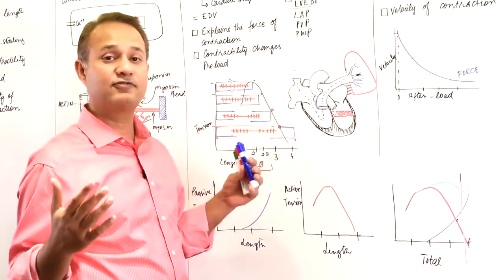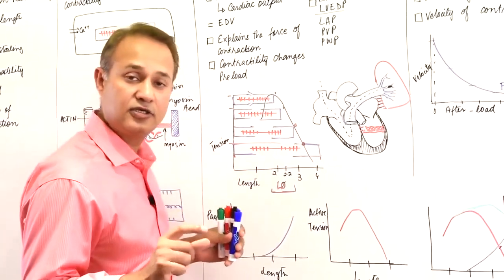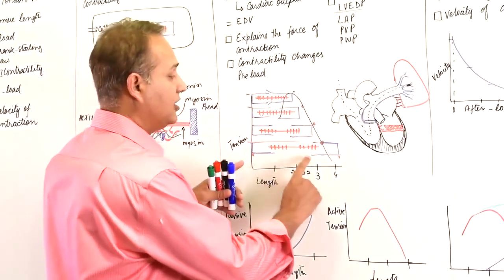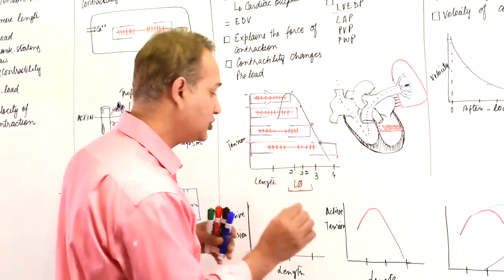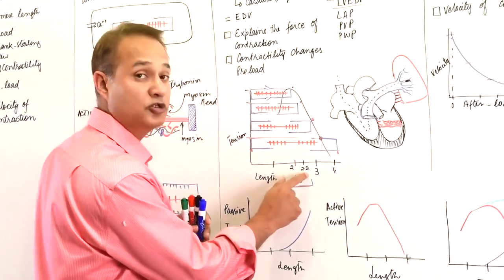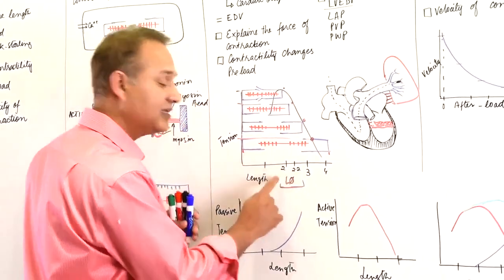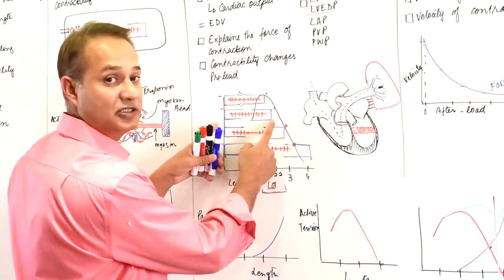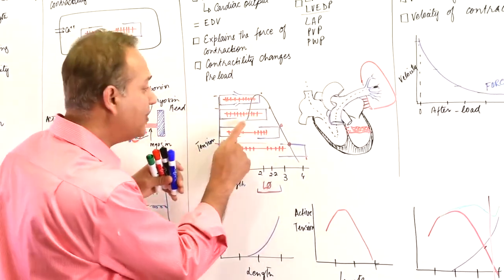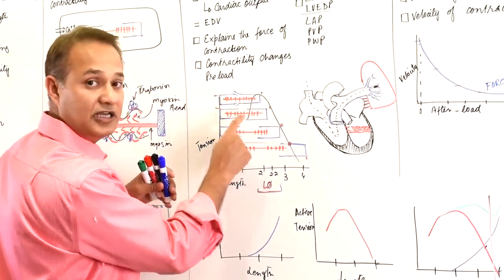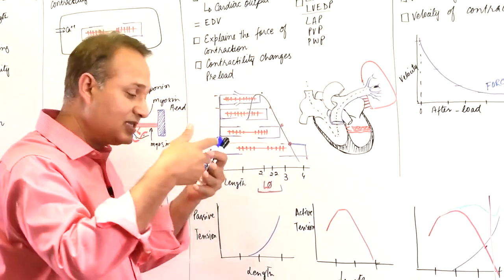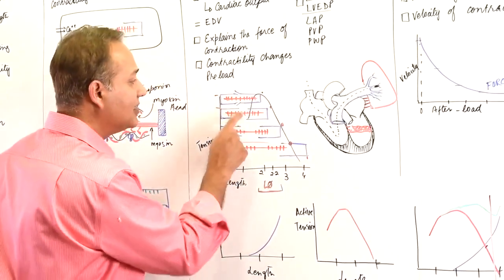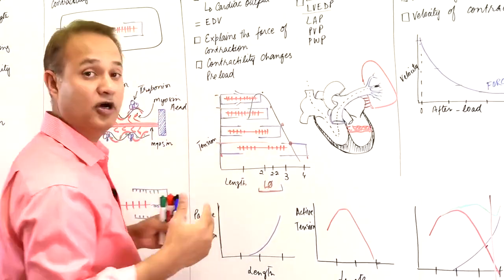Now, what is the optimal length for the heart? The optimal length of the sarcomere for cardiac tissue is between 2 and 2.2 micrometers. This length is called L0. If a sarcomere is within this range of stretch, then it provides the best quantity and volume of cross bridges, the best overlap between actin and myosin to produce the right tension. Anything lesser than that or more than that will not have the right tension.